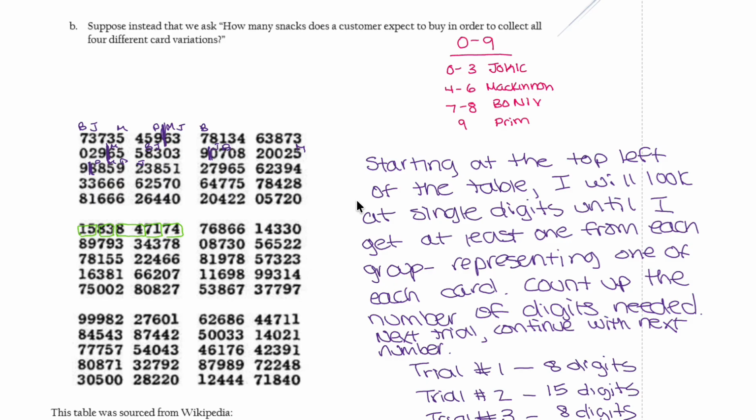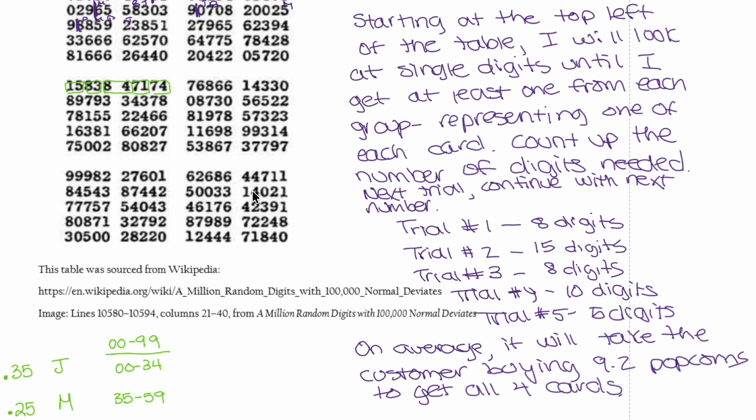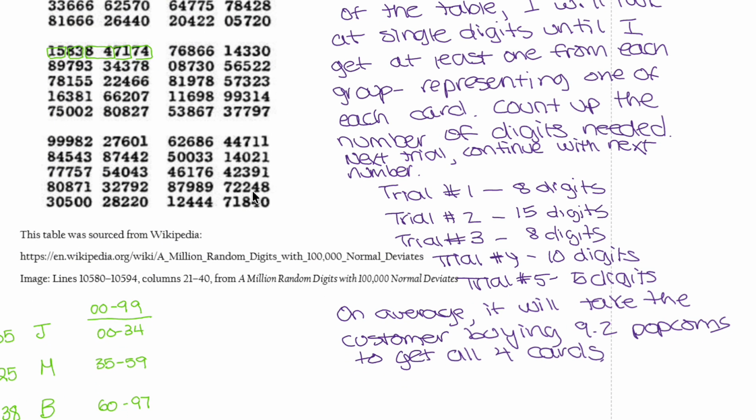So from the notes, trial 1 gives us 8 digits, trial 2 gives us 15 digits, trial 3 gives us 8 digits, and trial 4 gives us 10 digits. Last but not least, trial 5 gives us 5 digits. So add them up and divide by the number of trials, you get about 9.2 snacks.